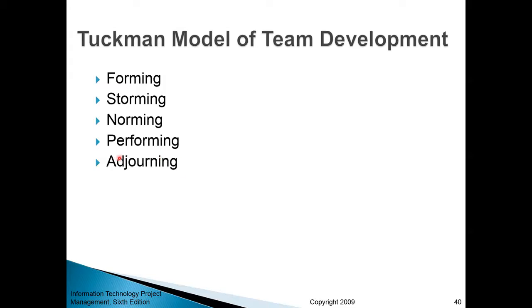Adjourning is the last phase. So when your team completes work, you need to do some learning exercise so that people can learn from their mistakes. You need to bring up what are the things that went well, what are the things that didn't go well, because if you don't do that, then the team will keep making the same mistakes. So adjourning, that learning concluding phase, is very important.